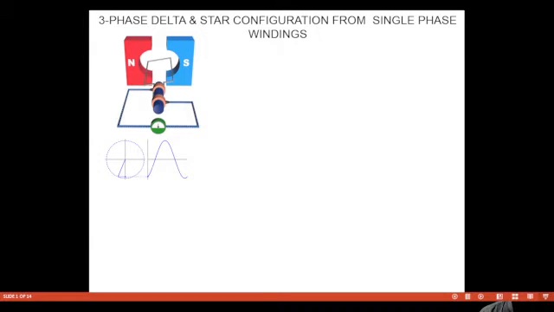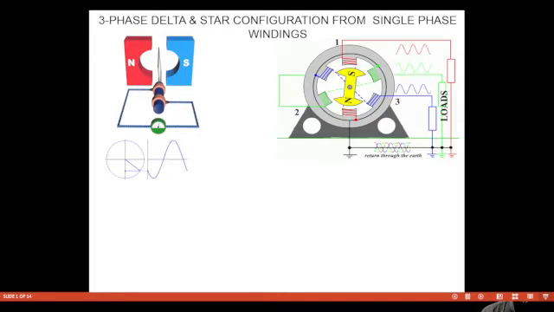Bismillahirrahmanirrahim. I will present the three-phase delta and star configuration from a single-phase winding. In the animation, a single-phase generator is shown producing a single-phase AC output.